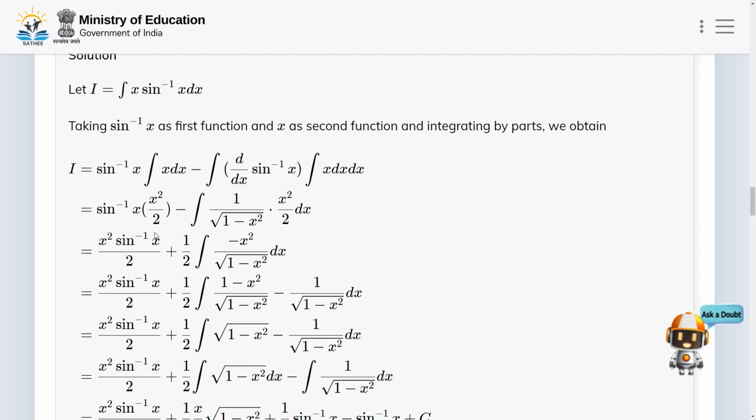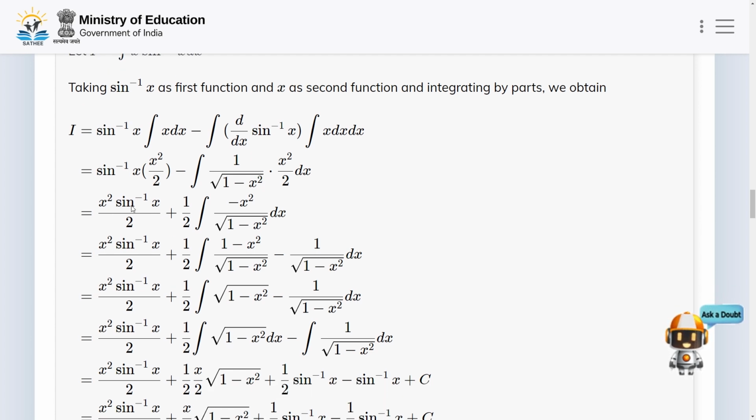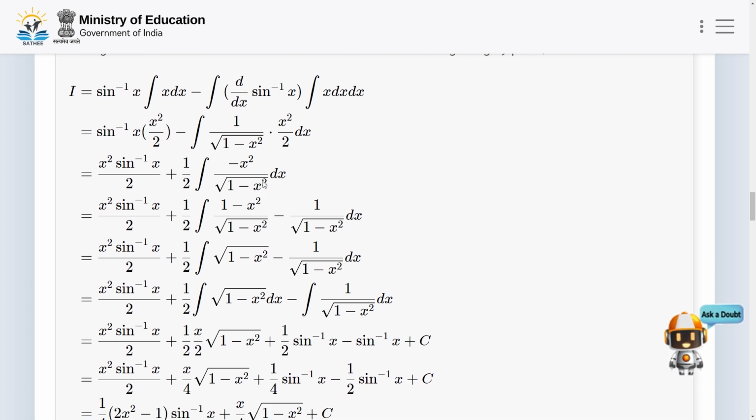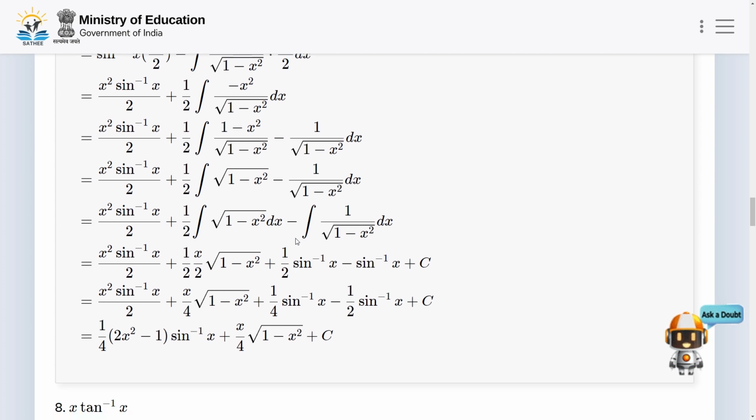And now what is happening is quite simple: x square sine inverse x by 2 plus half integral of minus x square by root 1 minus x square. Now what I am doing is adding 1 and subtracting 1 in the numerator. So what you get is 1 minus x square divided by root of 1 minus x square, minus 1 by root 1 minus x square. Now separate them. What you get is x square sine inverse x by 2 plus half of integral of root of 1 minus x square minus 1 by root 1 minus x square dx.